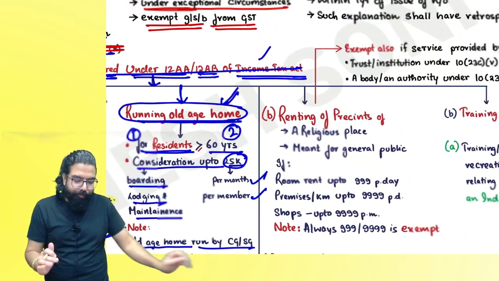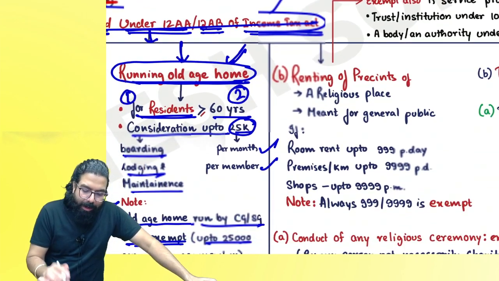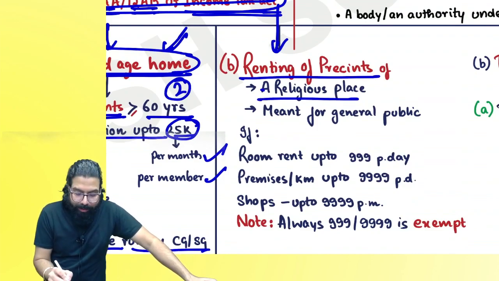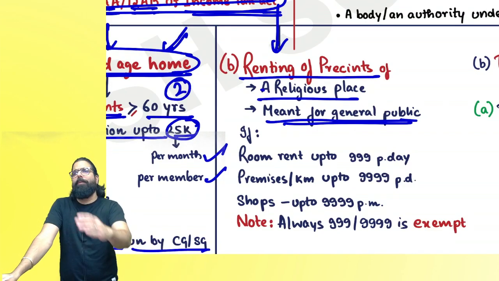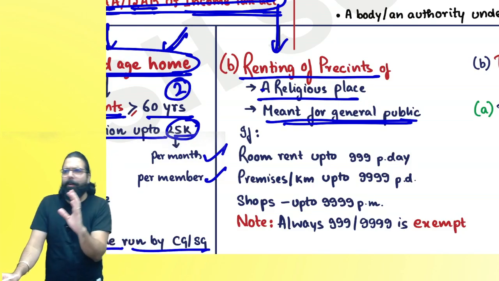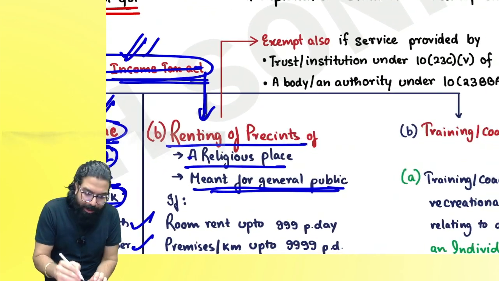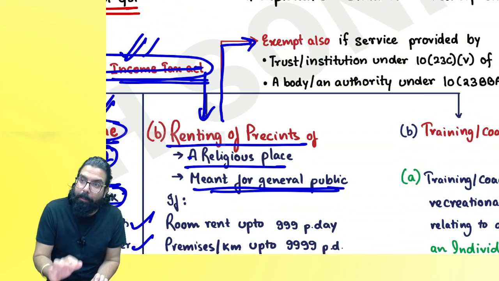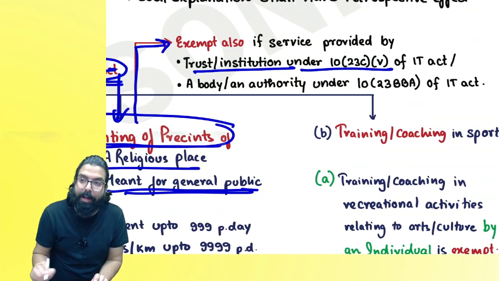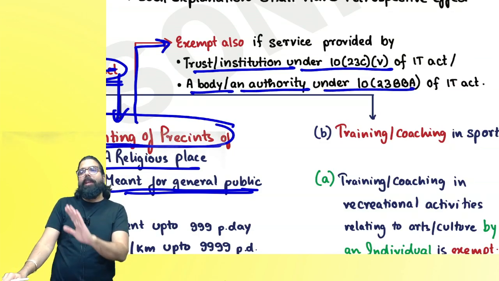Now, everyone over here. Sir, if there is a charitable institution registered under 12AA or 12AB and they are going ahead and doing what, everyone? They are renting their precincts of a religious place meant for the general public. For example, we'll talk about the Tirupati Balaji temple. Now, Tirupati Balaji temple or any temple, what happens in a temple? A temple is generally registered under 12AA or 12AB, or maybe it's a trust. Baba, remember, for this I am telling you, maybe it's a trust or an institution under 10(23C)(v), or a body or an authority under 10(23BBA).